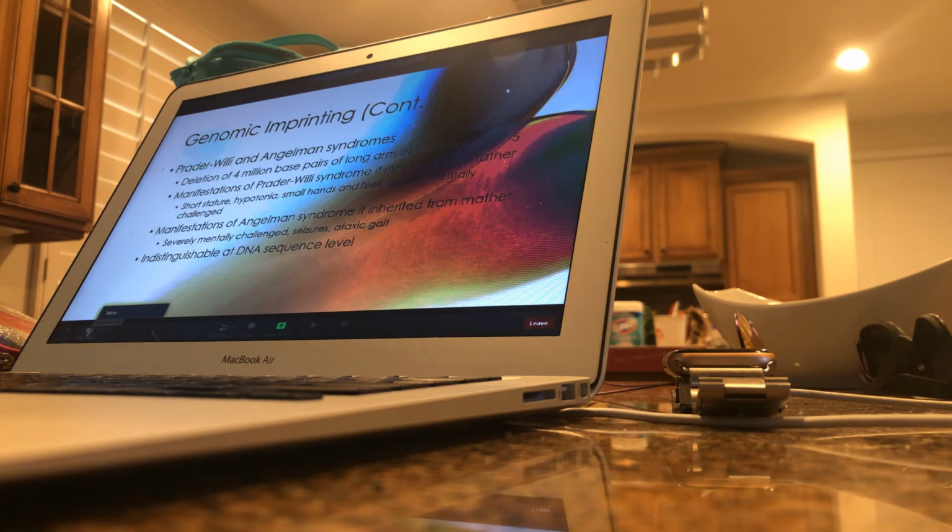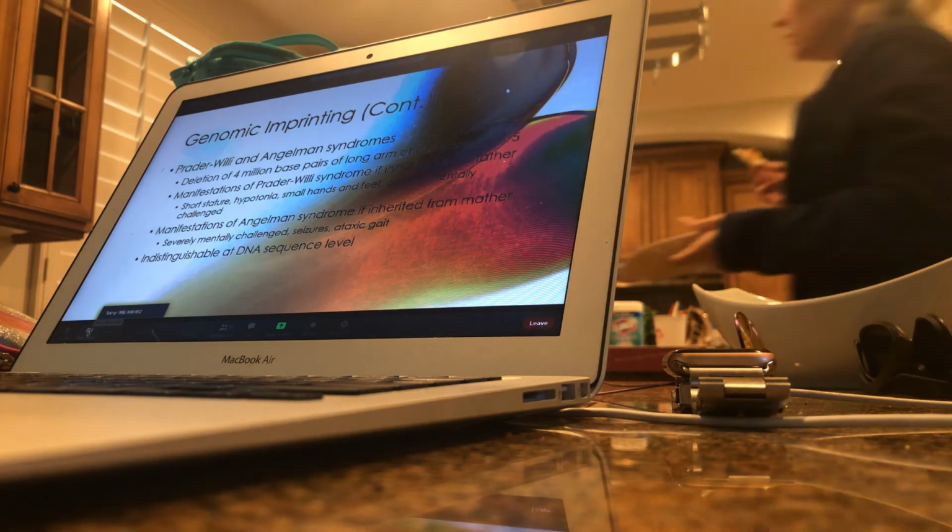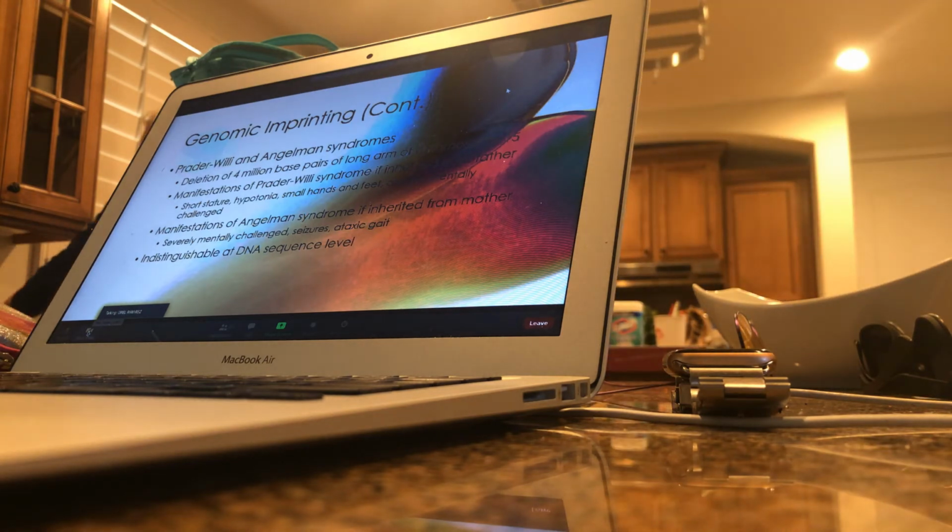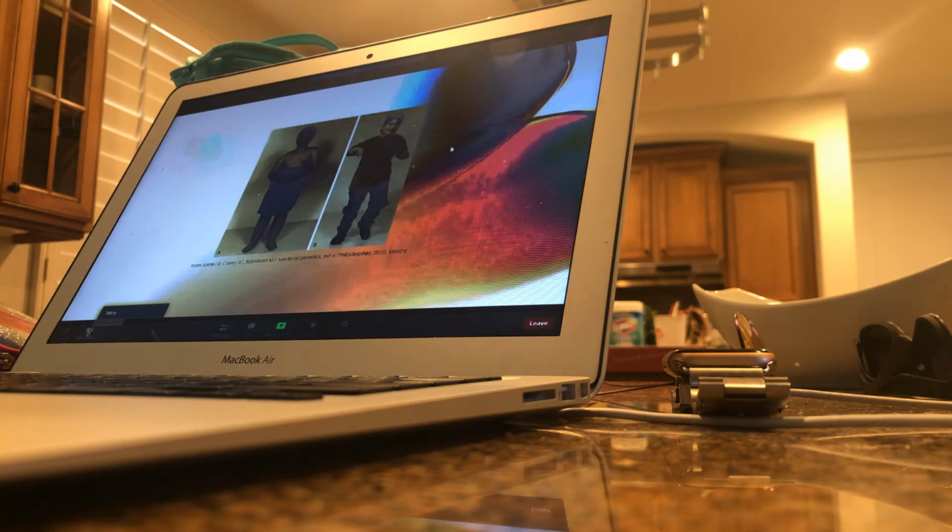But mostly what they share is, again, that deletion of material, 4 million base pairs in the long arm of chromosome 15. Except, this is what kind of distinguishes them. If it comes from the father's side, or paternal side, it would lead to Prader-Willi syndrome. If it comes from the maternal side, it would lead to Angelman syndrome. And this is one versus the other. Some similarities.